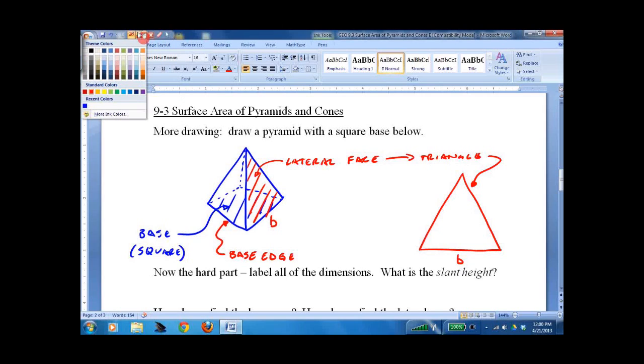Now, the problem is we need this dimension here down the middle drawn at a right angle. We call that L, the slant height.